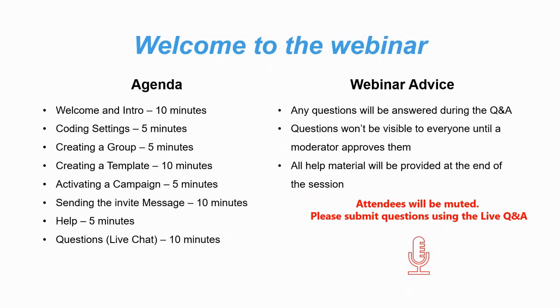The first of those is creating a group. With creating a group, we'll look at getting a list of patients to send to, and then putting those into our group on the Connect system. So we'll look at how you do that from your clinical system and exporting that into your system here.